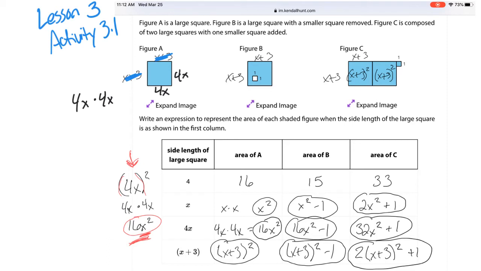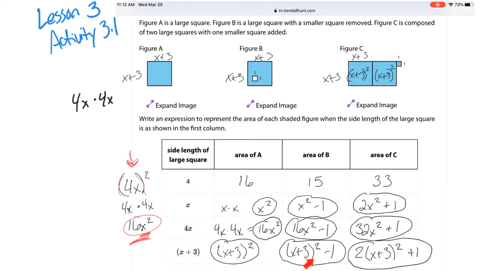Then the last one, x plus 3, for the side length. You can see up here in my writing, to get the area of the big square in figure A, I'm just going to do x plus 3 times x plus 3. And I'm just going to write it like this: (x + 3) in parentheses squared. We're going to talk more about how to multiply that out later. That's just how you can write it right now.